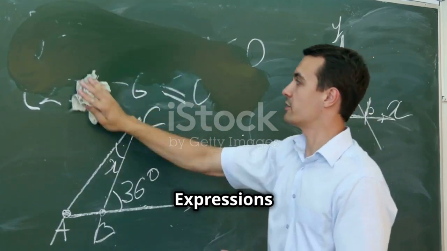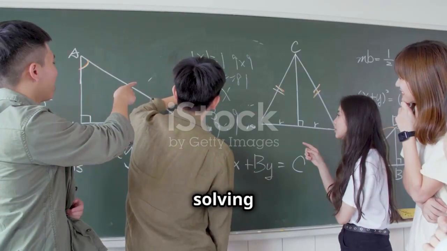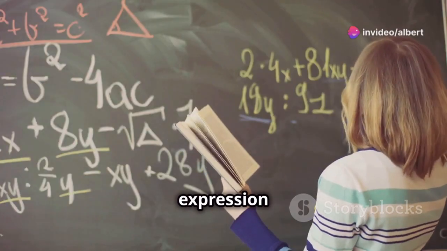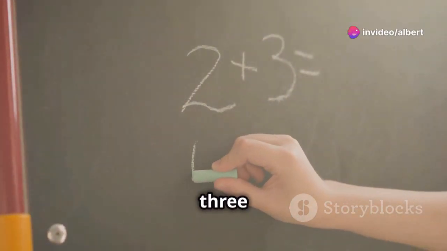Section 7. Expressions and equations. Solving mysteries with algebra. Expressions and equations are like solving mysteries with math. An expression is a combination of numbers, variables, and operations. For example, 2x plus 3 is an expression.